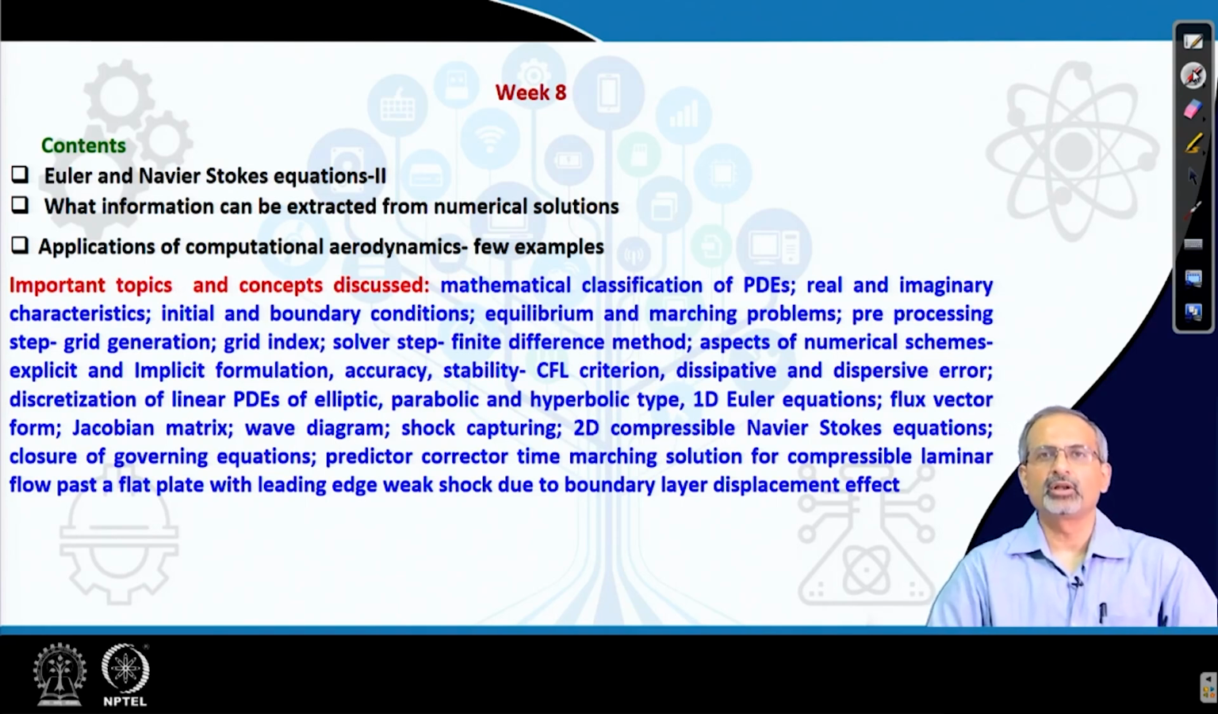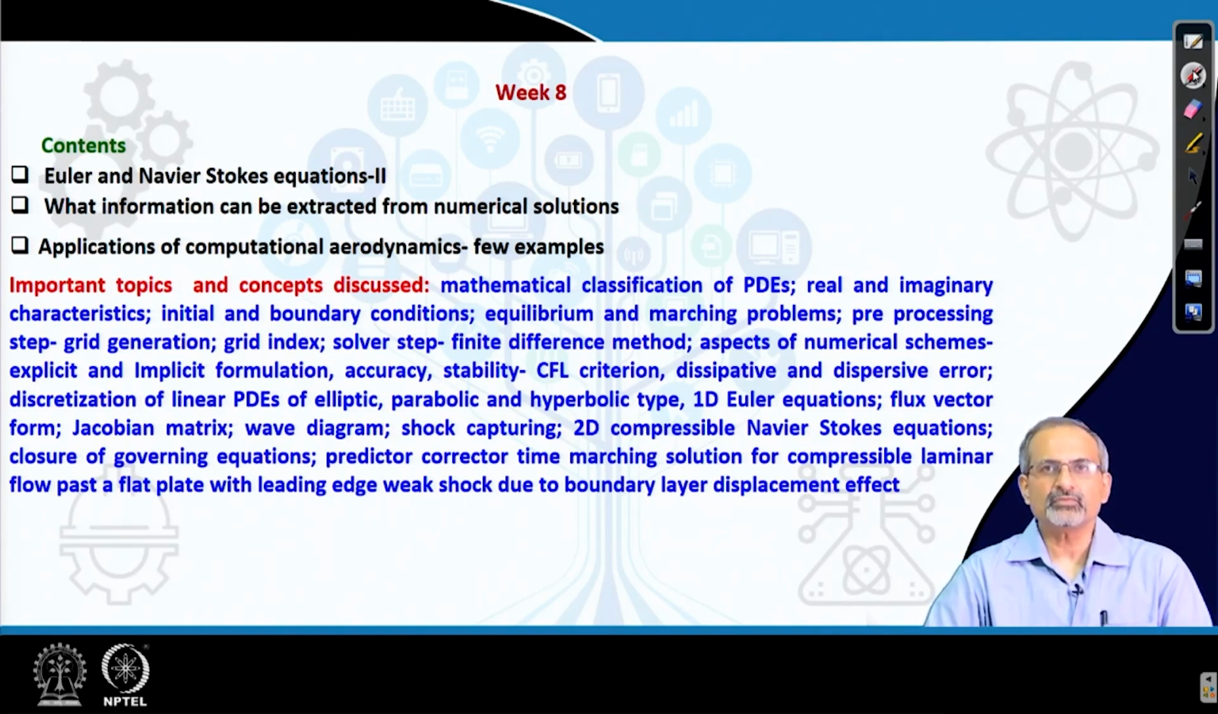into one-dimensional Euler equations, where we treated them in flux vector form. We learnt about the Jacobian matrix, and then we also looked at the wave diagram for one-dimensional Euler equations. We briefly discussed shock capturing with some examples, and then finally we discussed the two-dimensional compressible Navier-Stokes equations. We looked at the closure problem, the closure of governing equations by incorporating suitable relations apart from the conservation equations, like equation of state for example.